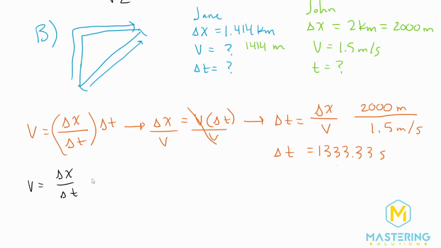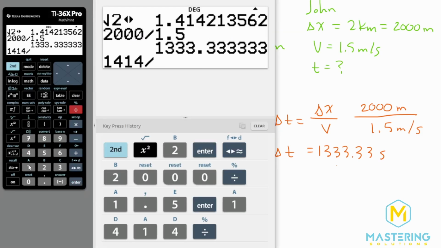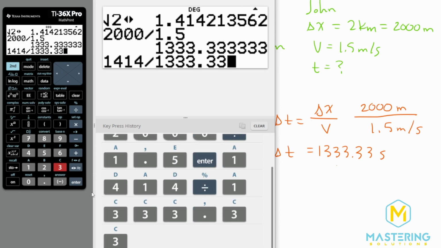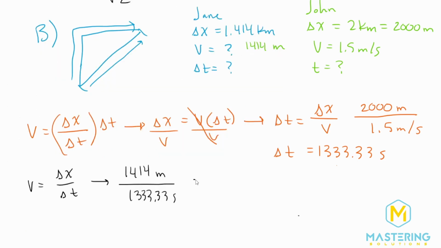We know the distance that she has to walk because we found that for the first part for John, which we said is 1,414 meters. And we need to find the velocity by dividing by the time that John did it in, which is 1,333.33 seconds. So now we have 1,414 divided by 1,333.33 seconds, which gives us 1.06. So her velocity that she has to walk is 1.06 meters per second to get there at the same time John does.